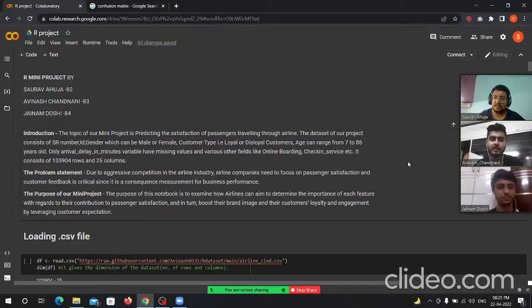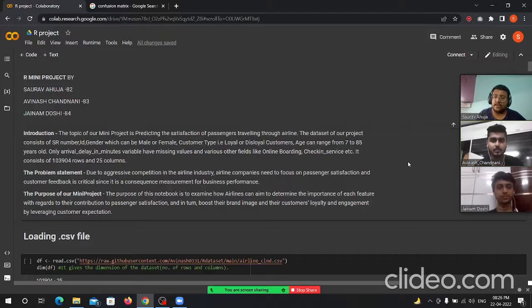Project topic is to predict the satisfaction of passengers traveling through a particular airline. The motivation behind selecting this topic was that there is cutthroat competition between different airlines, and different factors come into play, such as seat comfort, online boarding, in-flight Wi-Fi service, and in-flight entertainment. So we wanted to select this topic. Our detailed problem statement is going to be explained by Saurav Ahuja.